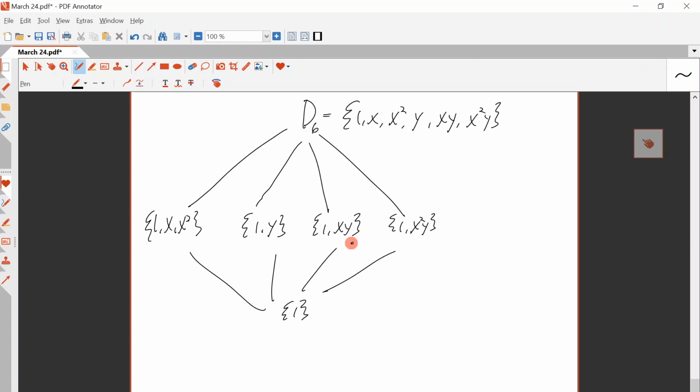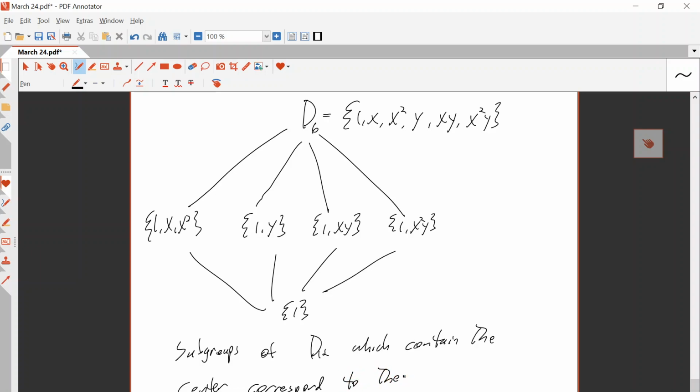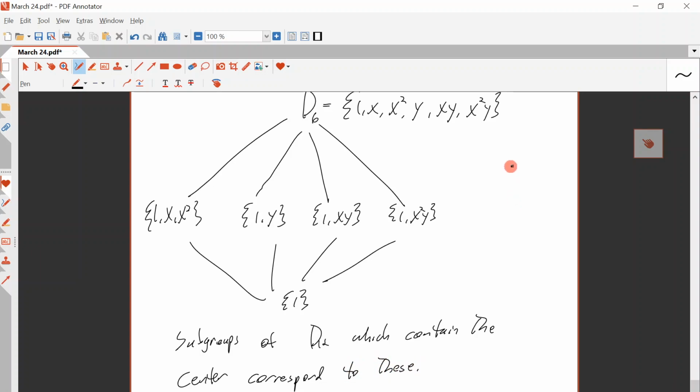Right, so the subgroups of D12 which contain the center correspond to these. All right, so the lattice of subgroups will look exactly like that.